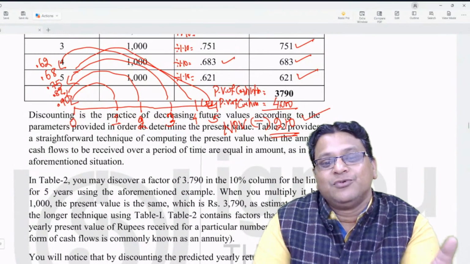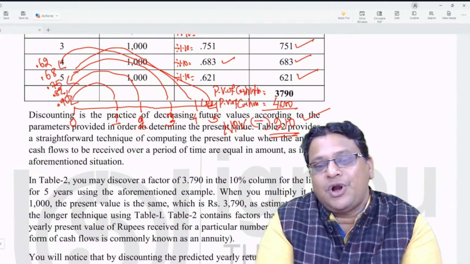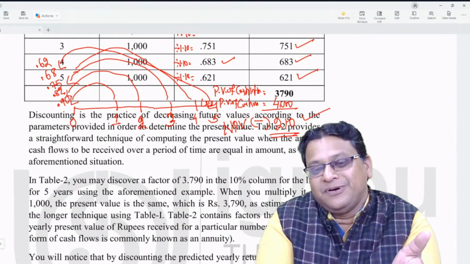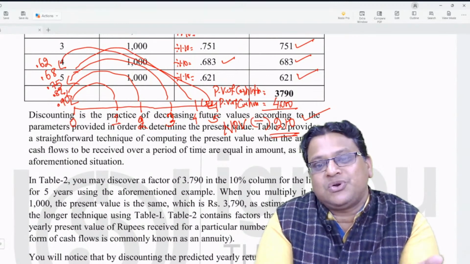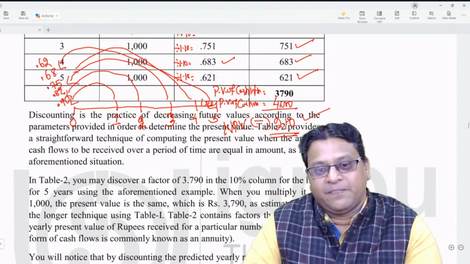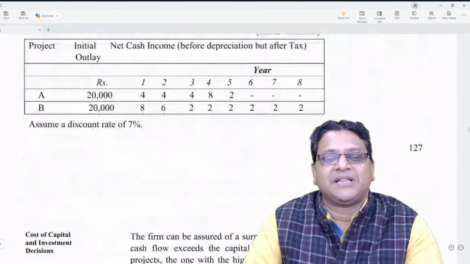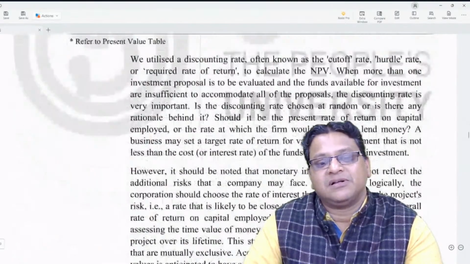A common man will tell we should accept the project, but a finance professional will tell we should not do the project, because if you do the project, there will be erosion of wealth amounting to 210. This is how we take decisions under the NPV method, the net present value method.